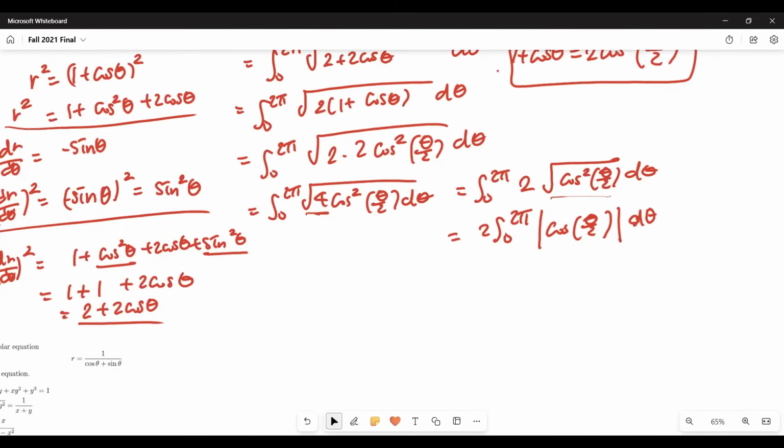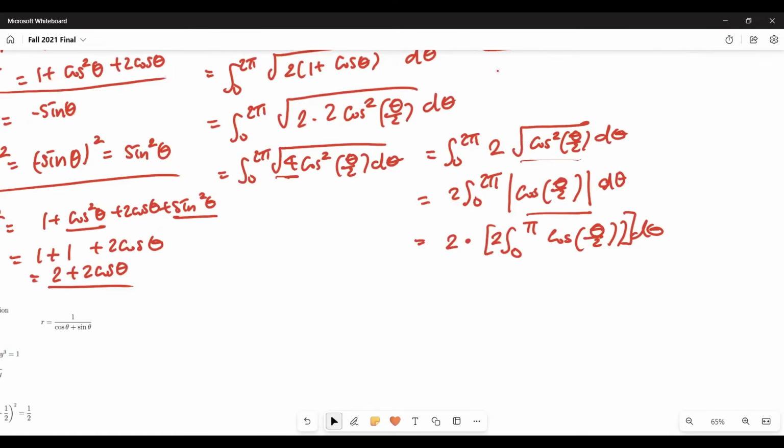So it's going to be 2 times 0 to 2 pi cosine of theta over 2 d theta, but I'm going to make it positive for this one, and in order to do that, you just have to multiply by 2 and then decrease the bound to 0 to pi, and 2 times cosine of theta over 2 d theta. If you do that, this will make it a positive value because the cosine function is symmetrical. So this becomes 4, 0 to pi cosine of theta over 2 d theta.